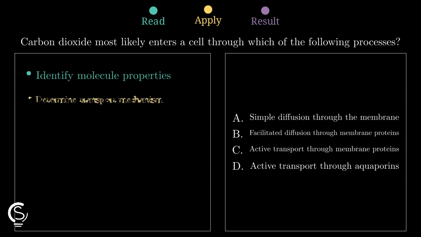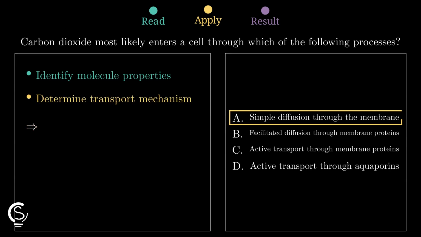Finally, we select simple diffusion because the molecule crosses the membrane directly. This makes option A the correct choice for our biology problem today.